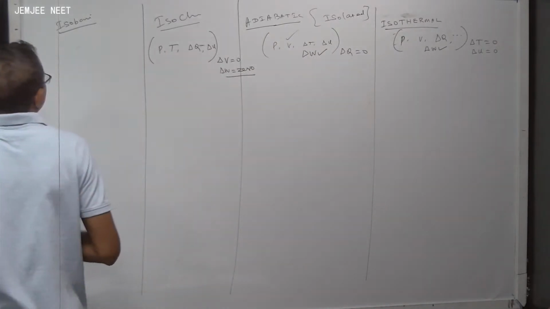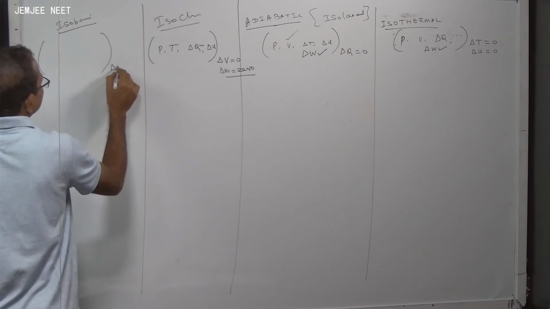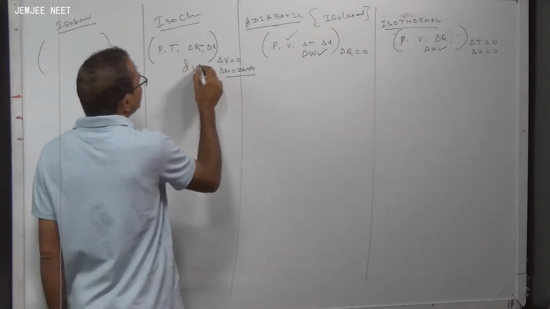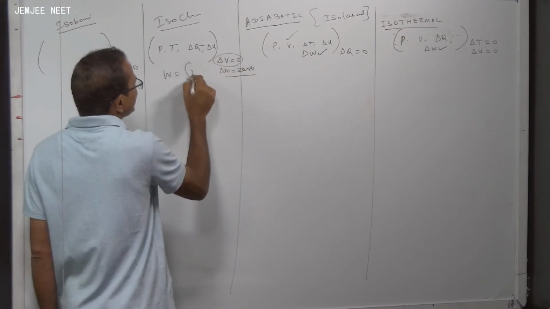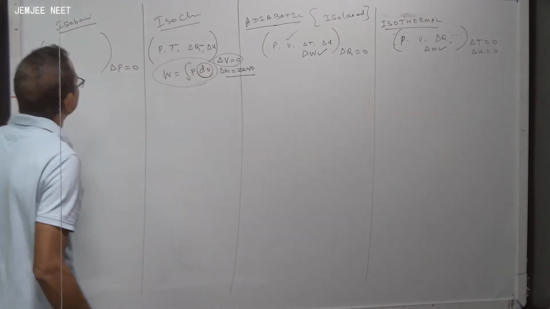Come to isobaric, pressure constant. In isochoric, no expansion, dV is 0, change in volume is 0. Work done is the integration of PdV. This is 0, therefore everything is 0, right?